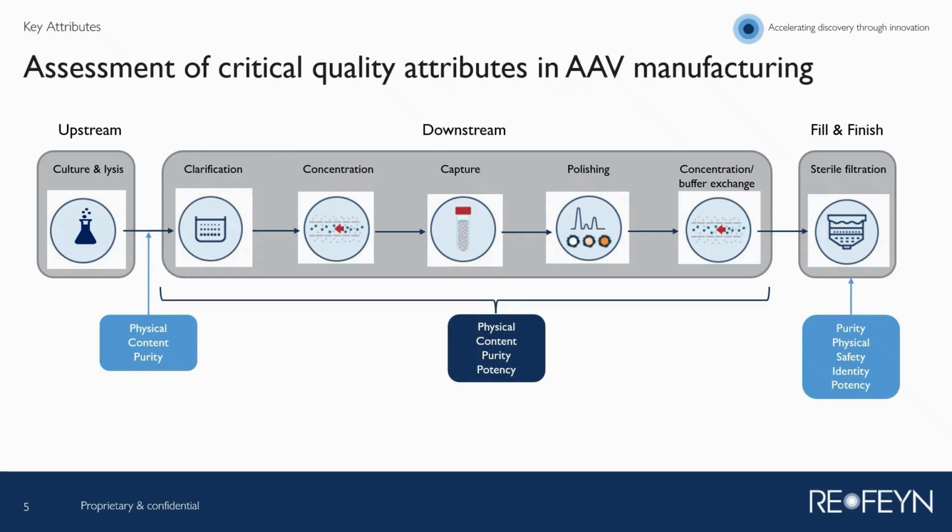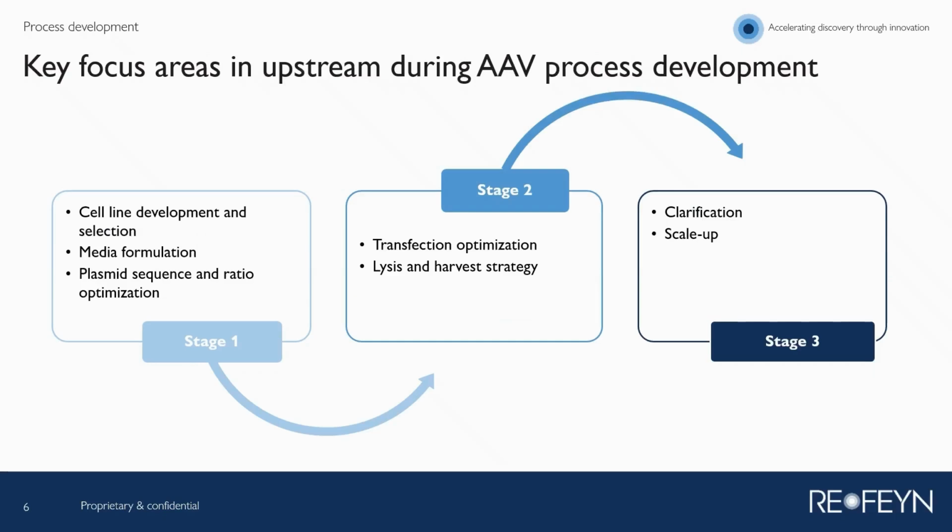The colored boxes below list out the different critical quality attributes that are monitored in the different phases in the process. One thing to note here is that purity is a key attribute that's monitored across all of the phases in the process. Now to focus on the upstream phase of the process, here key activities happen in this phase during process development and optimization.